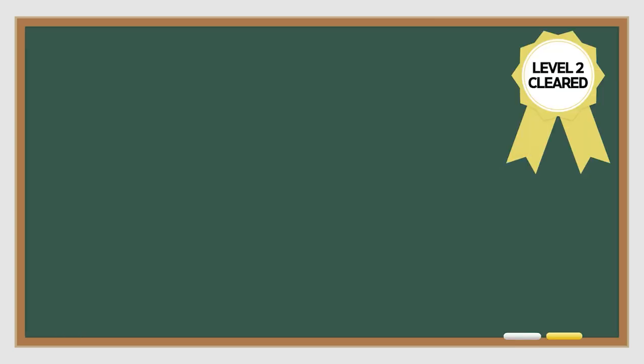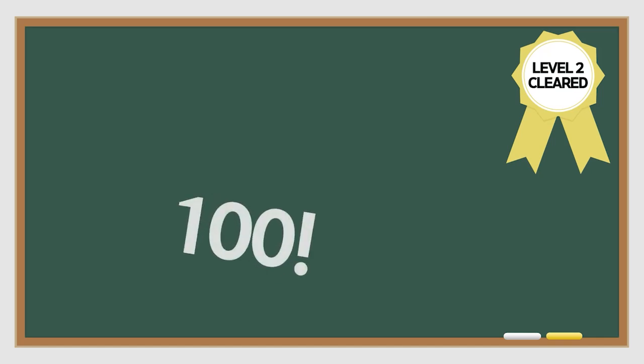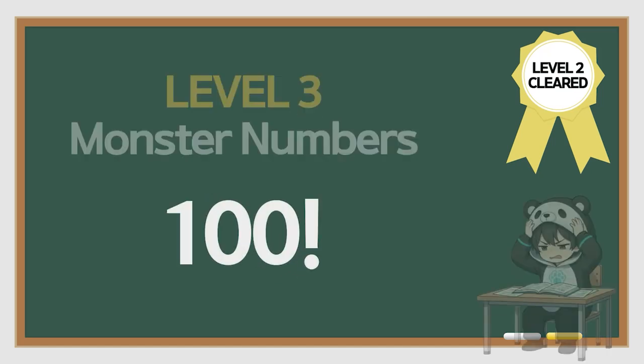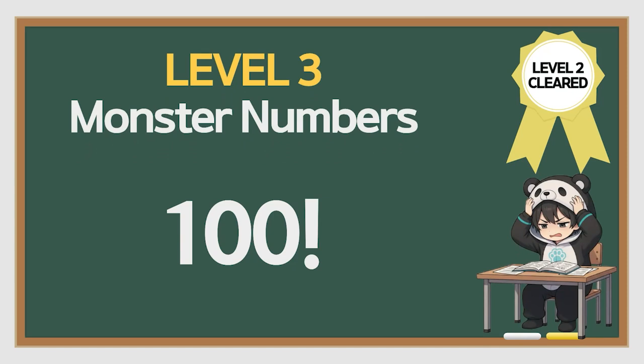Congratulations! You have mastered prime factorization. You can now find the DNA of any number. Level 2 cleared. But what if the number is gigantic, like 100 factorial? In level 3, we will use the power of primes to control these monster numbers.